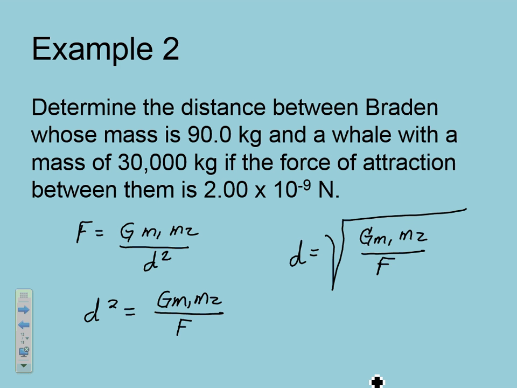So let's list what we have. So we're determining the distance, and we have Braden, we'll call him M1, he's 90 kilograms. The whale is 30,000 kilograms.